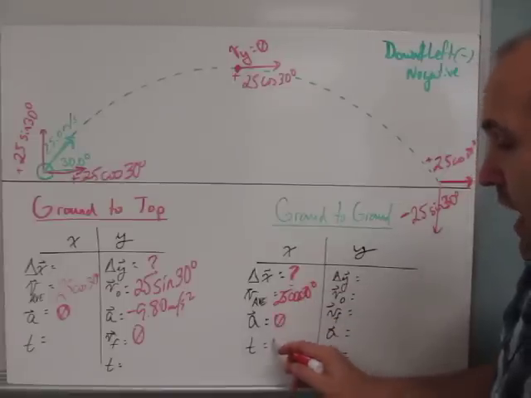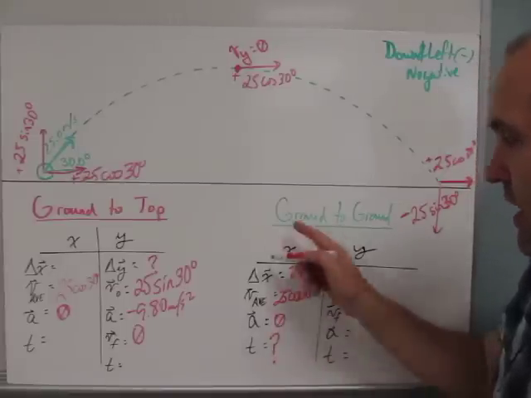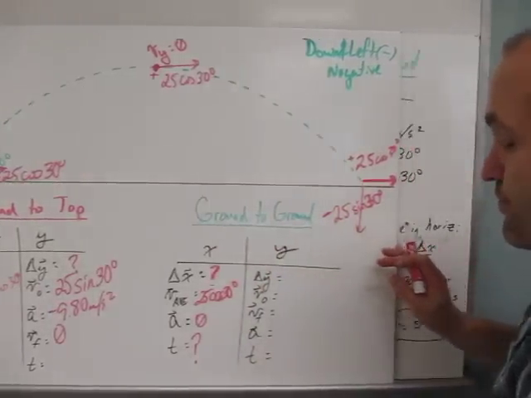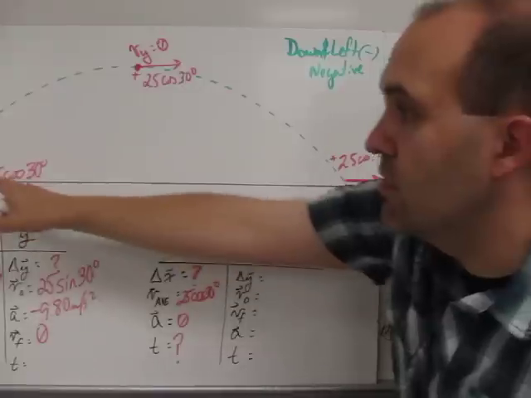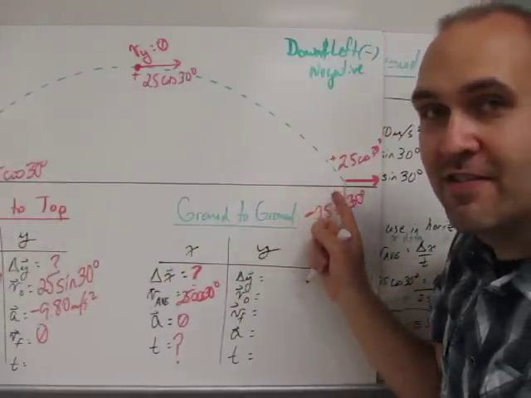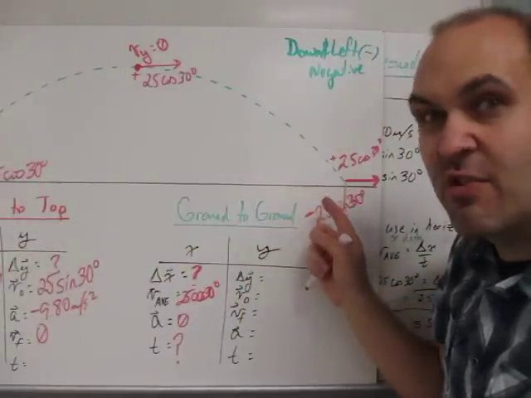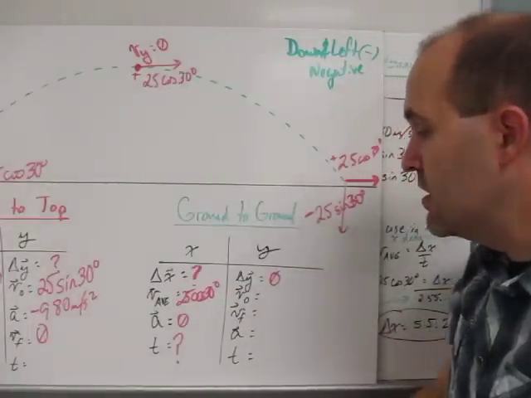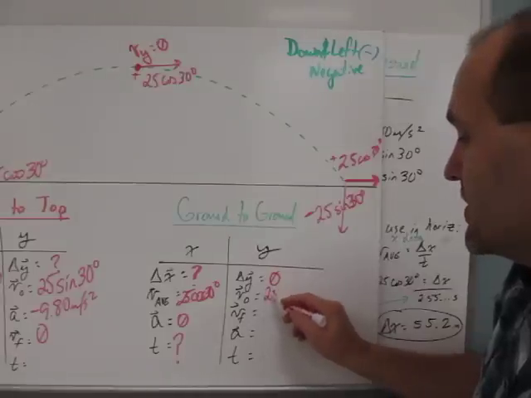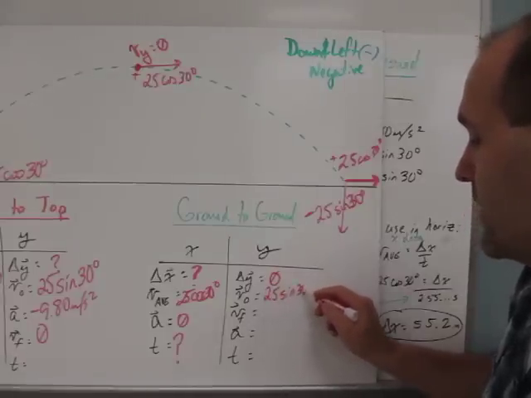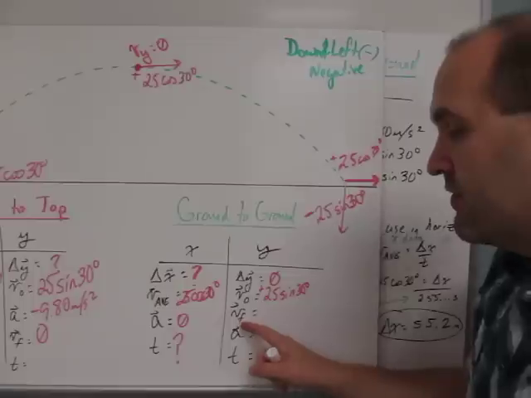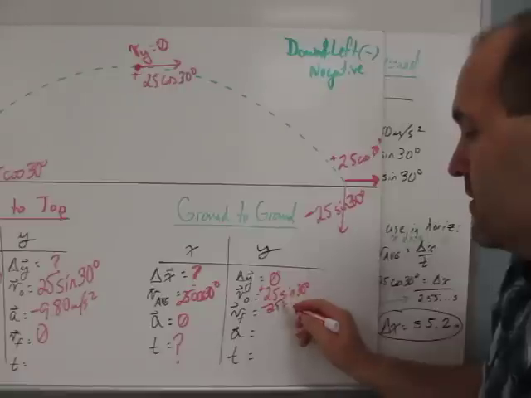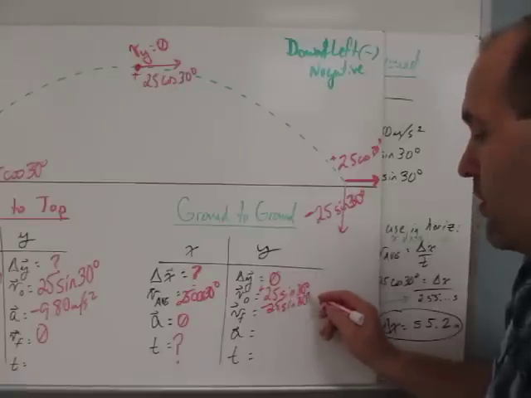Acceleration is still 0. And the time, well, the time from ground to ground, that's also something that I'm looking for. In the vertical, what's the vertical displacement from ground to ground? That's 0, isn't it? It starts on the ground and it ends on the ground, so the displacement is 0. The initial vertical speed is 25 sine 30, and that's positive, it's up. But the final vertical speed is down, minus 25 sine 30, back at the ground all the way across.